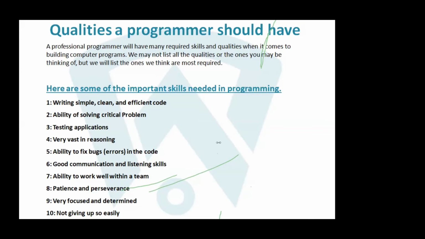And that is the error. We call errors bugs. So you can be able to fix those errors. Once you have any error in your code, you say you have a bug in your code. Good communication skill is very effective when working with a team, and when you're seeking employment. You have the communication and listening skill, the ability to work well with a team.